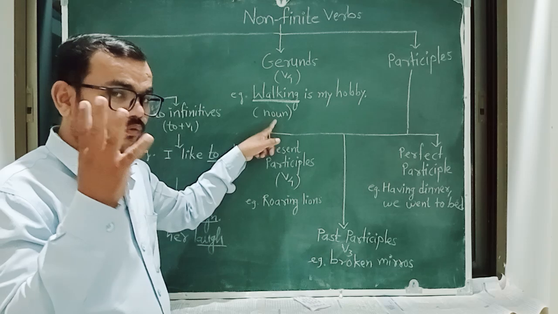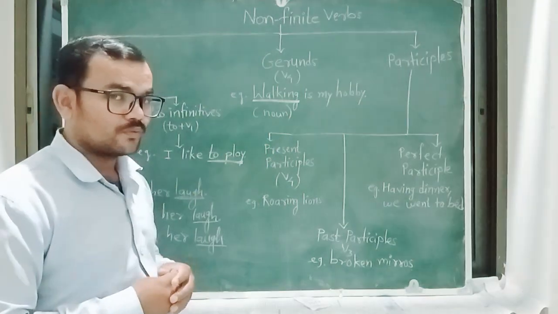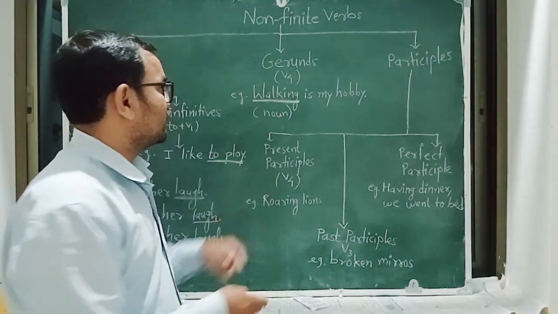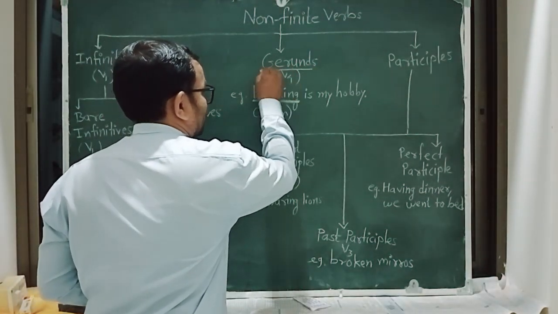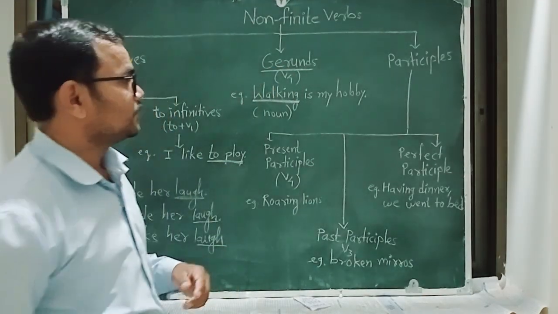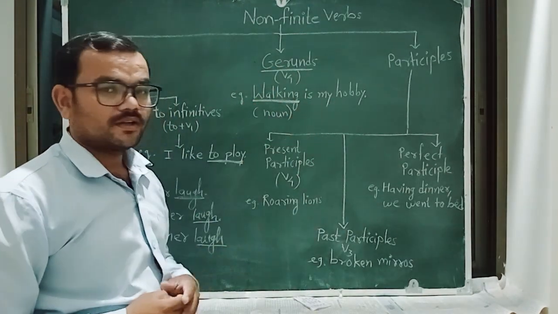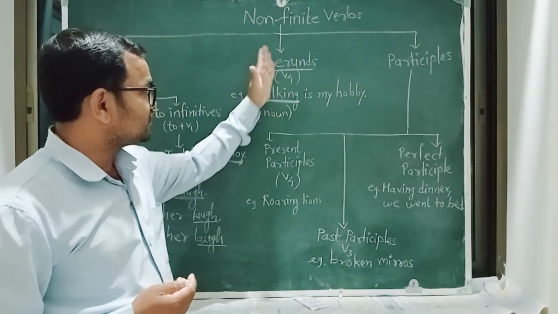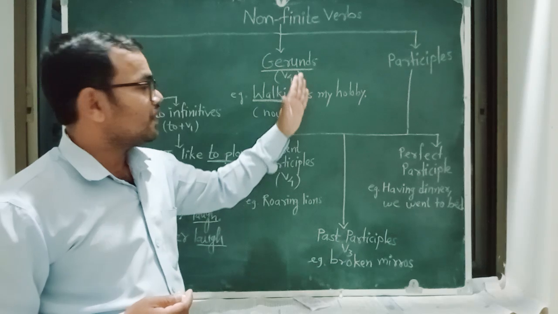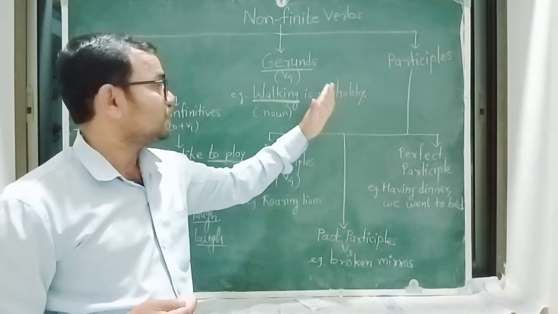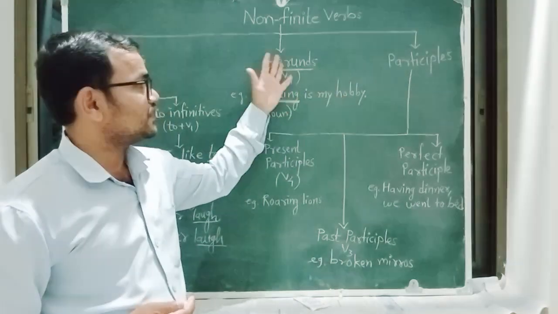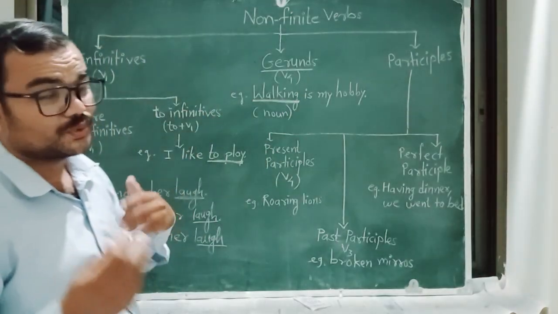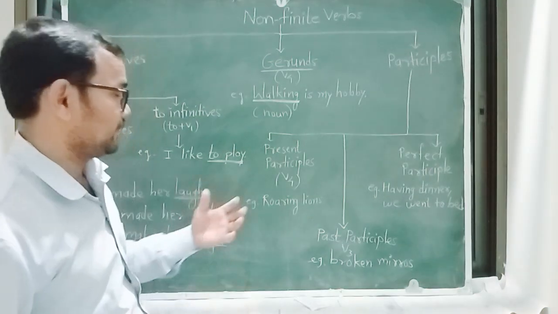If the V4 form of the verb is acting as a noun in the sentence, then that V4 form of the verb is known as a gerund, or gerunds, right? So in walking is my hobby, the word walking is acting as a noun. Sometimes these V4 forms of the verbs come at the place of the object, and then also they are known as gerunds, right? So gerunds are V4 forms of the verbs which are used as a noun in the sentence, right?